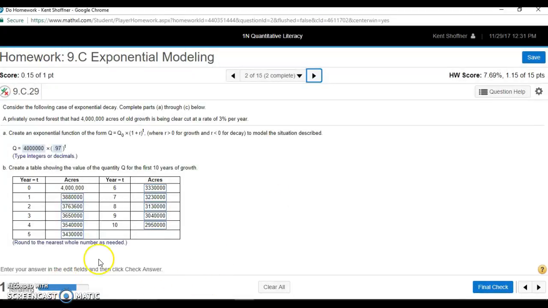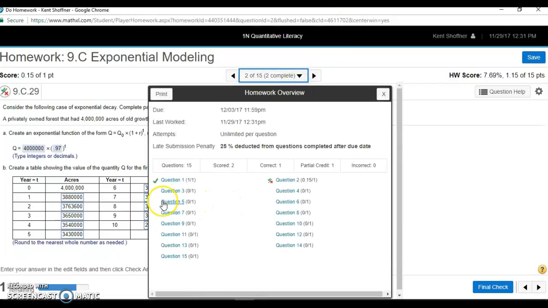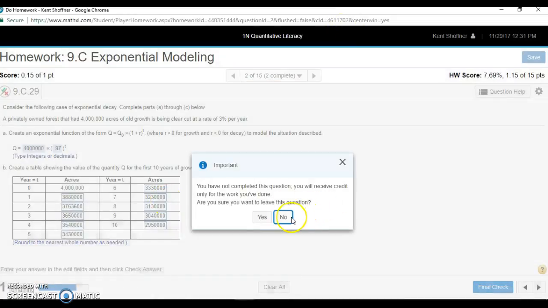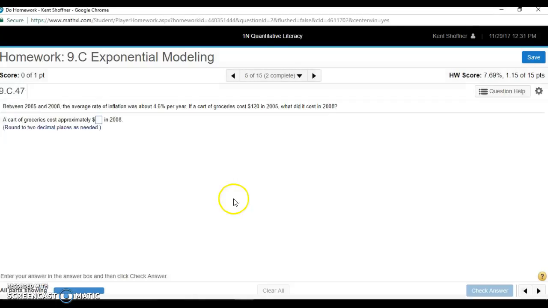All right. Now, let's look at another type of problem. Let's see if I can find a decay problem. So, between 2005 and 2008, the average rate of inflation was about 4.6% per year. Carter Groceries is $120 in 2005. What did it cost in 2008? Well, we got a little bit more work to do in this problem.